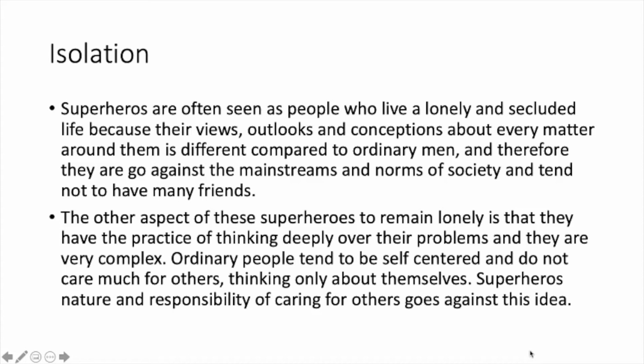Whereas you might say ordinary people within society tend to be quite self-centered and don't care maybe as much for others and think only about themselves. So it's in the superhero's nature to care, to sacrifice themselves and be responsible for others. And this idea goes against the kind of normal way of thinking. So again, that may be the reason why they might not have many friends, and why they are isolated and why they are lonely.